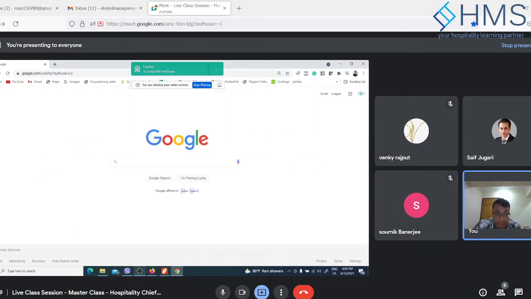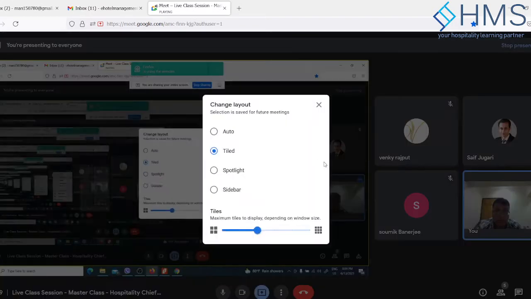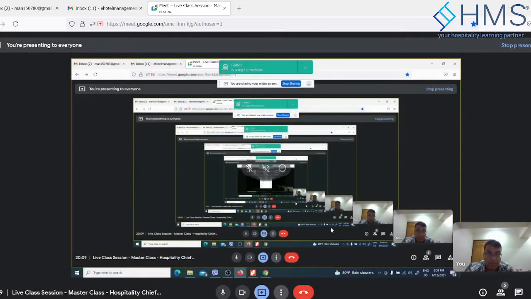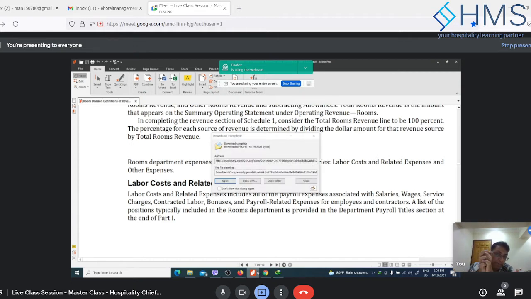So we were discussing the room division expenses. Today our schedule is to discuss the rooms division expenses, and yesterday we covered the revenue side. So did you have a chance to look at the expenses, what is included and what is not included in your different lines, or are you following the same lines or different lines?